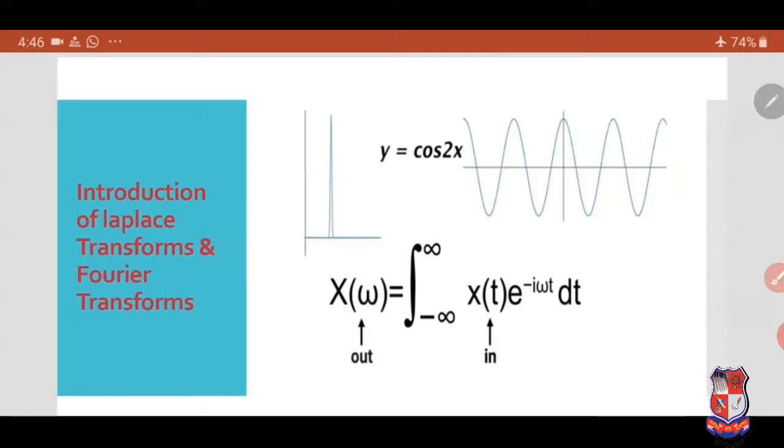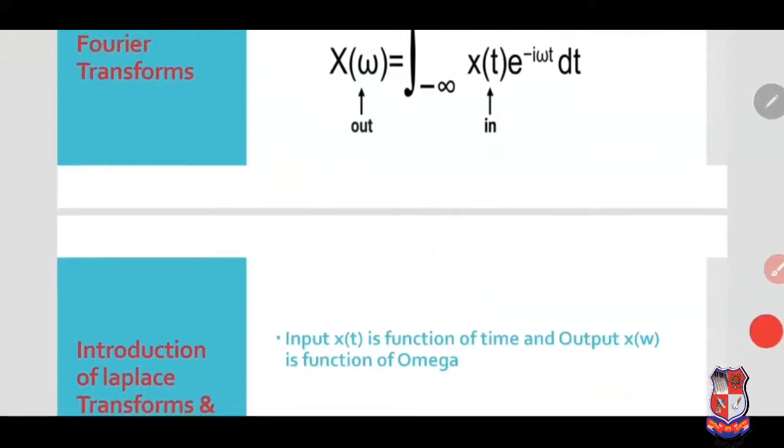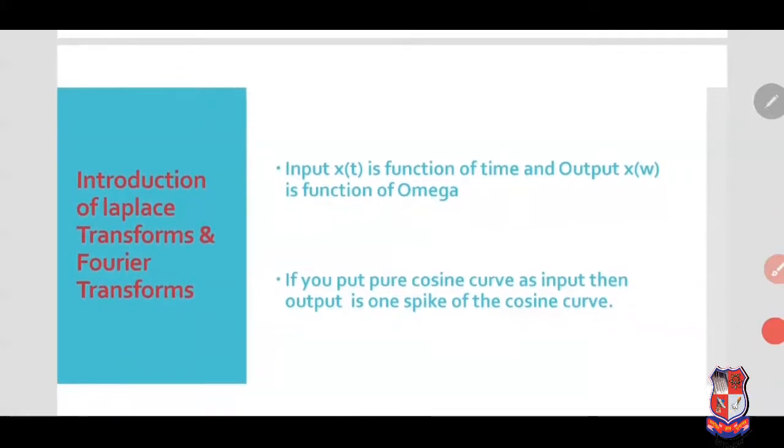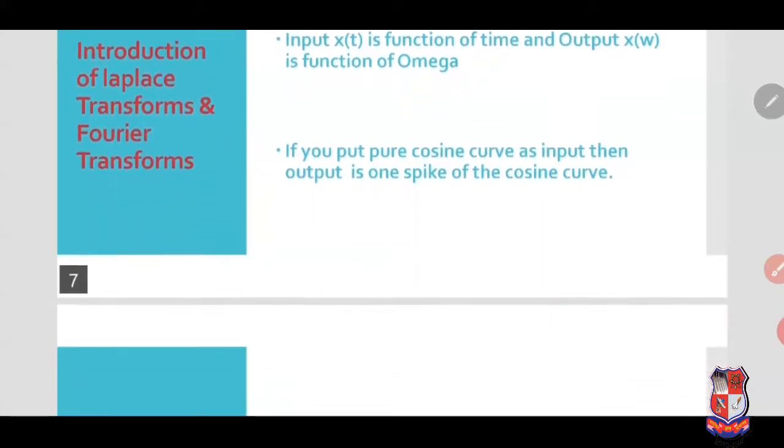Now we will move towards the Z transform. Before moving towards it, we just have some overview regarding those statements. That is, input x of t is a function of time, and output x of omega is a function of omega. And next, if you put a pure cosine curve as input, then the output is one spike of the cosine curve, which I explained to you already. Okay, now we are interested to move towards the Z transform.